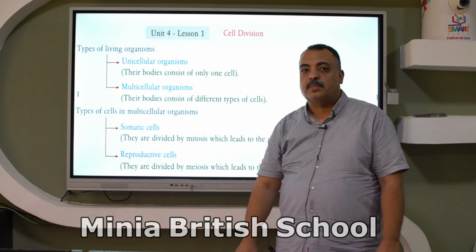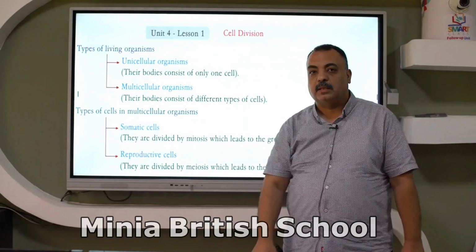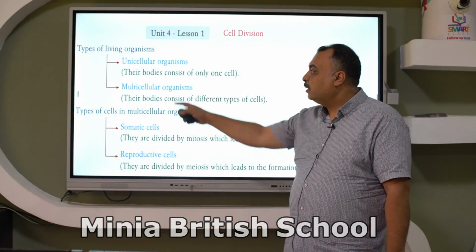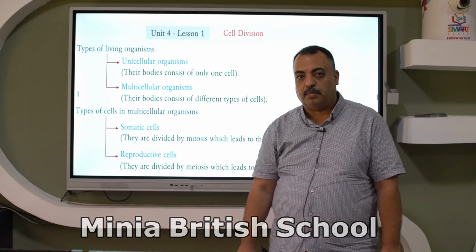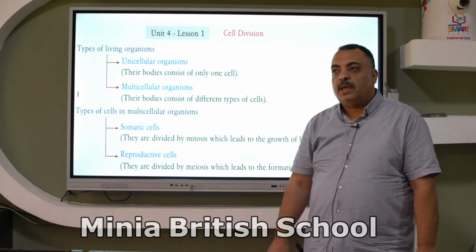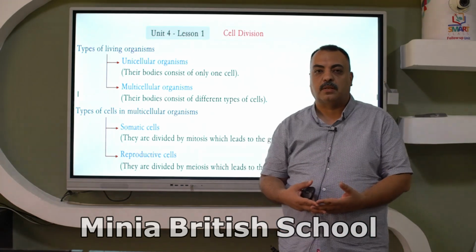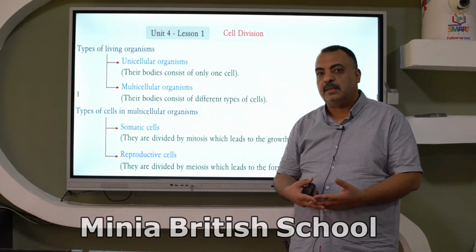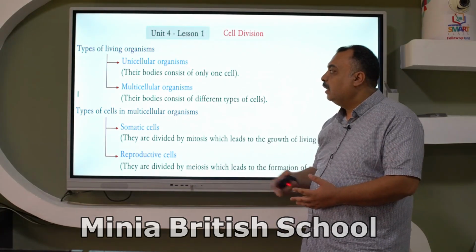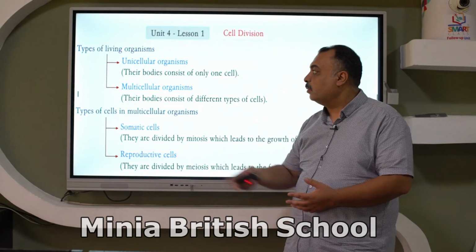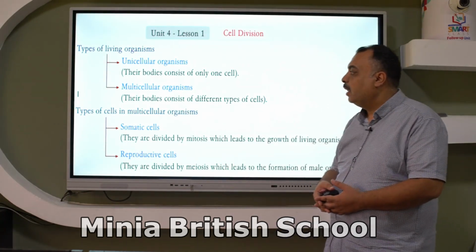The unicellular organisms are those whose body consists of only one cell. And the multicellular organisms, their bodies consist of many types of cells, many cells. We can join the two divisions together: the prokaryotes are only unicellular organisms, and of the eukaryotes, some are unicellular and most of them are multicellular organisms.